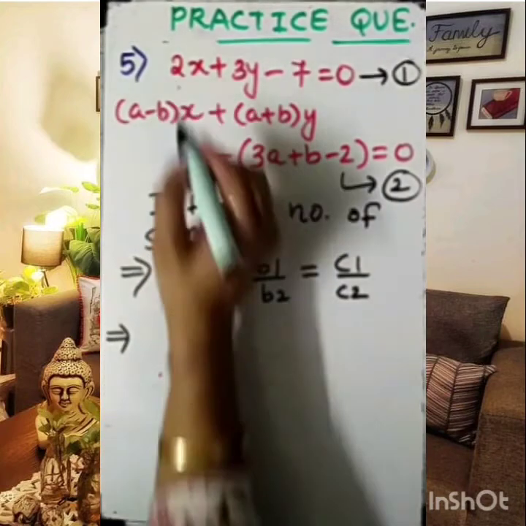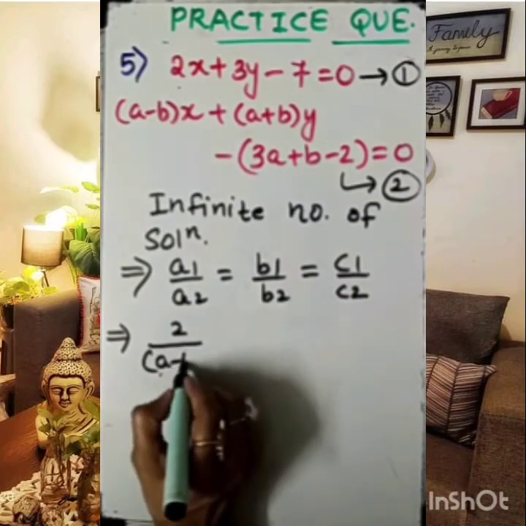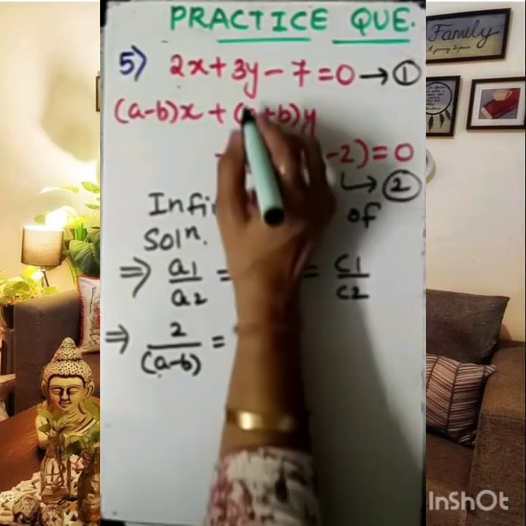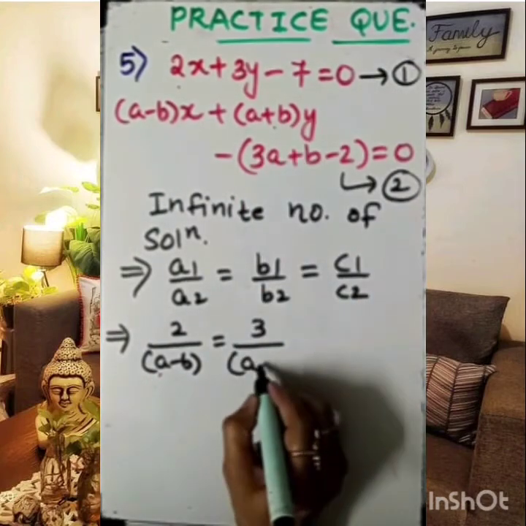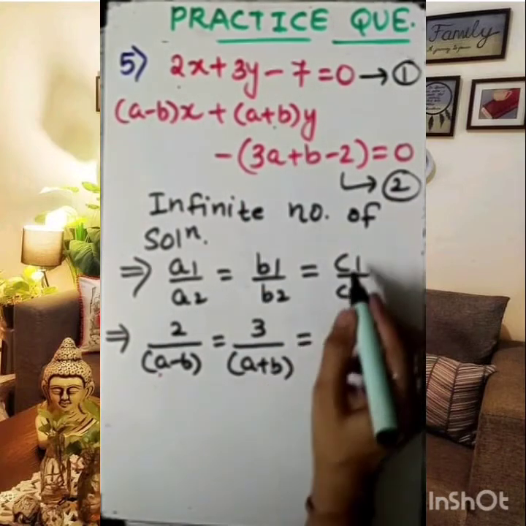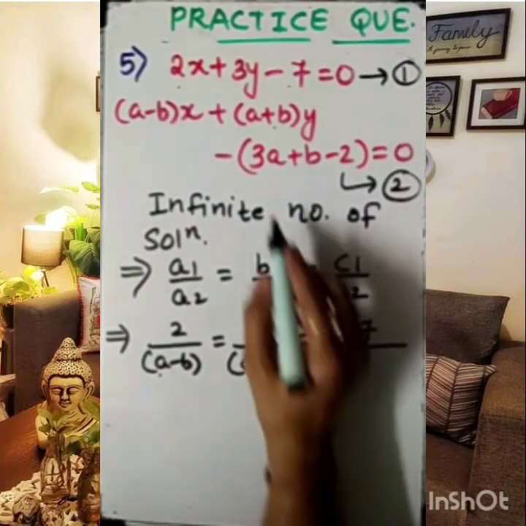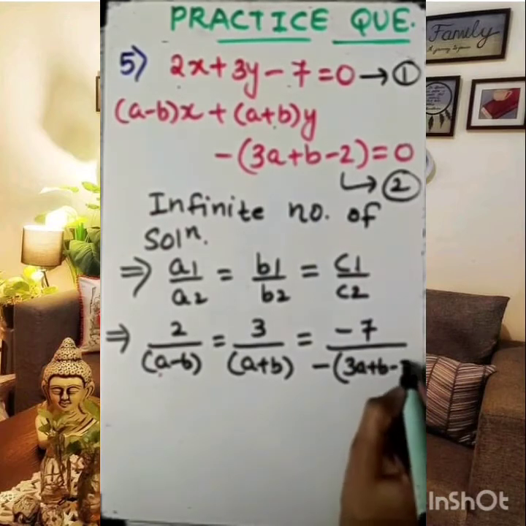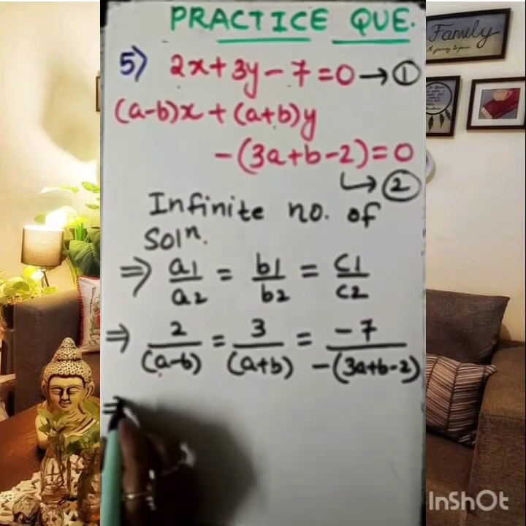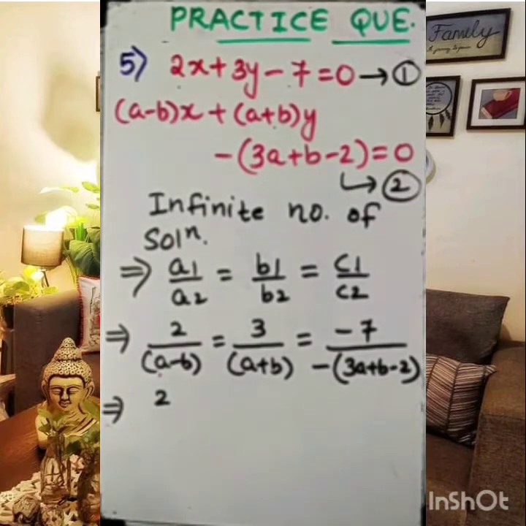So let's substitute the values carefully. A1 is 2. What is A2? That is a minus b. What is B1? That is 3. B2 is a plus b. What about C1? C1 is minus 7. And C2 is minus, outside the bracket, the full 3a plus b minus 2. Now we need to compare, because no such simplification is possible.